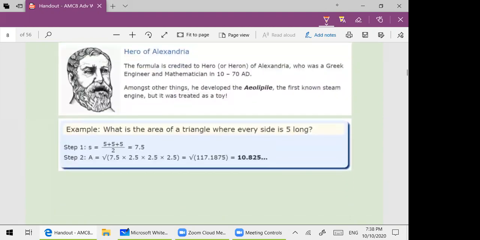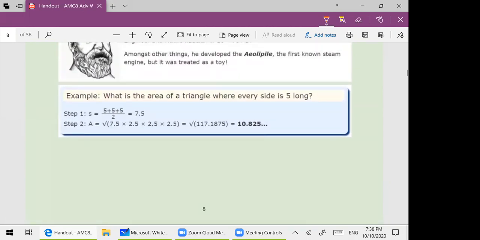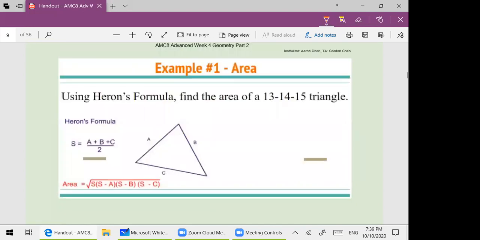This is who Hero of Alexandria was, and the area of a triangle in which every side is length 5. You could do this just by noting that it's an equilateral triangle, but if you use Heron's, this is what you get. Okay, now here's your first example. Yes, I'm aware that we discussed this triangle last class, but this time I'm asking you to use Heron's just as an exercise.